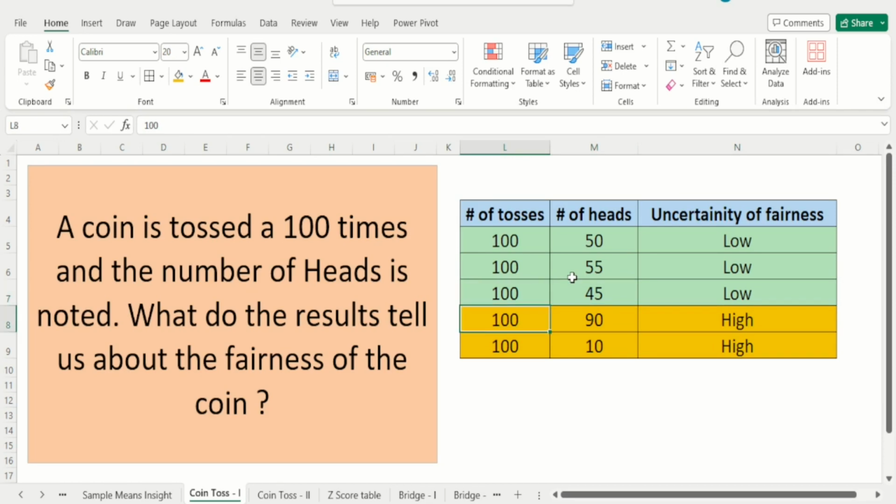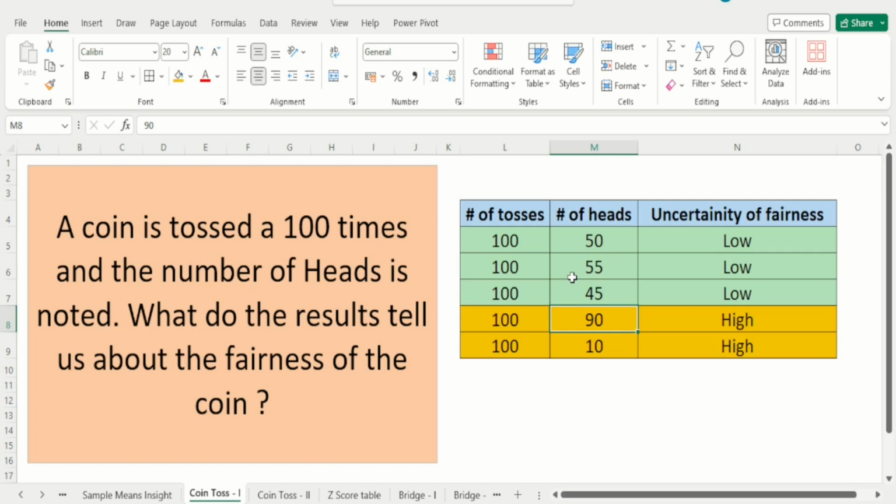However, look at the next corresponding two entries. Let's say you were to toss the same coin 100 times, and let's say you get 90 heads out of those 100 tosses. Now, would you still feel that this is a fair coin? Probably not, because it's highly unlikely that you toss a fair coin 100 times and you get 90 heads. I'm not saying it can't happen, but the possibility of that happening is extremely rare.